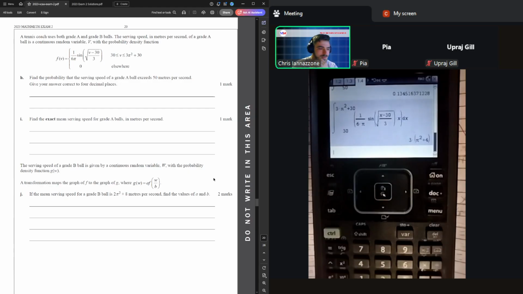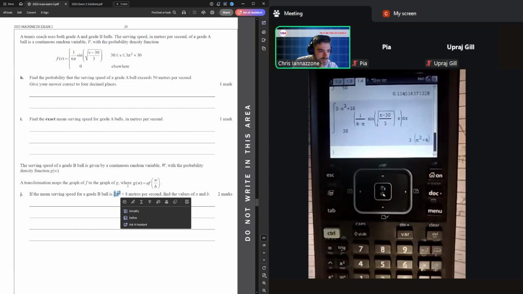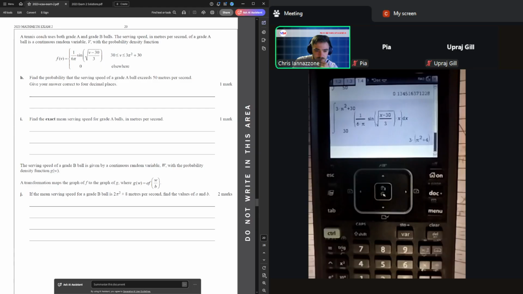Okay. Well, we're told the mean, so if we have a method of calculating mean, we should just take the integral of the function times x, or I guess in this case times w, and that's our first equation. The integral of w times g of w is equal to 2 pi squared plus 8. That would be the first logical equation you could create out of this. Let me just take a sneak peek at the answer so I don't give too much away at the beginning.